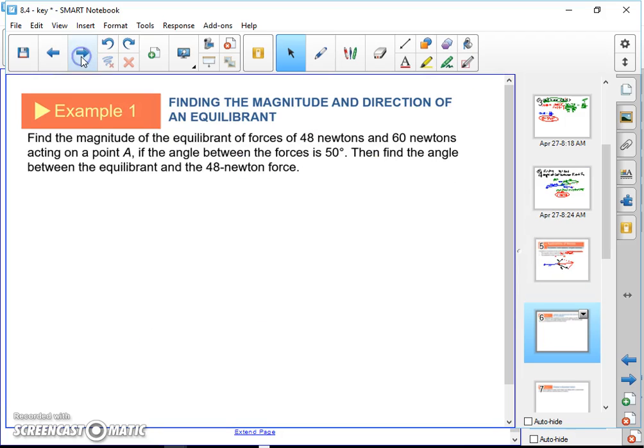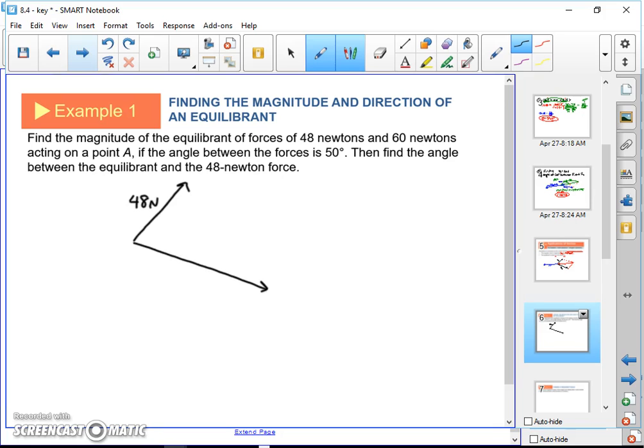So let's do an example. Example 1, find the magnitude of the equilibrant of forces of 48 newtons and 60 newtons acting on point A if the angle between the forces is 50 degrees. Then find the angle between the equilibrant and the 48 newton force. Now the first part is something that's going to look familiar to you. The second part's maybe new. So let's start with the first part. You've got forces of 48 newtons and 60 newtons with 50 degrees in between. Okay? I want to find the equilibrant, but first I'm going to find the resultant.